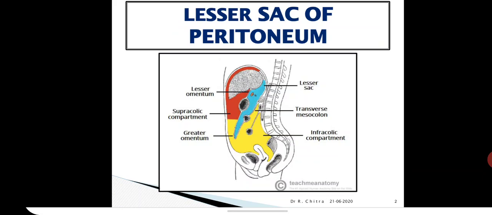You see it is closed on all sides except at the epiploic foramen, through which it communicates with the greater sac. So that is the situation of the lesser sac and the other name of the lesser sac.